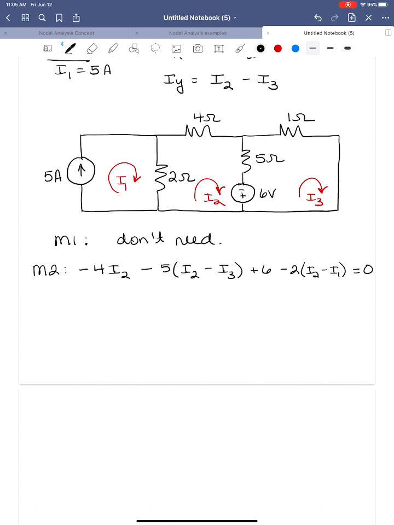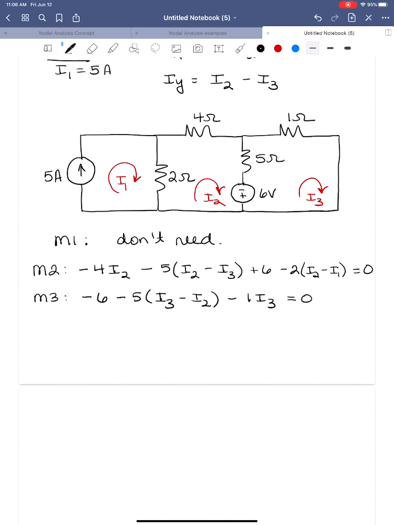Mesh 3. I'm going to start with the 6 volt source. Okay, so moving from minus to plus, I'll subtract 6. The 5 ohm resistor, I'm now analyzing mesh 3. So I3 flows from plus to minus, so I'm going to subtract the voltage, and it's going to be 5 times the mesh I'm dealing with minus the mesh current on the other side. So I3 minus I2. Coming around to the 1 ohm resistor, I'm going to subtract 1 times I3. The 1 ohm resistor is on the outside of a mesh, only sees that mesh current, I3. Back to where I started, I can sum to 0.